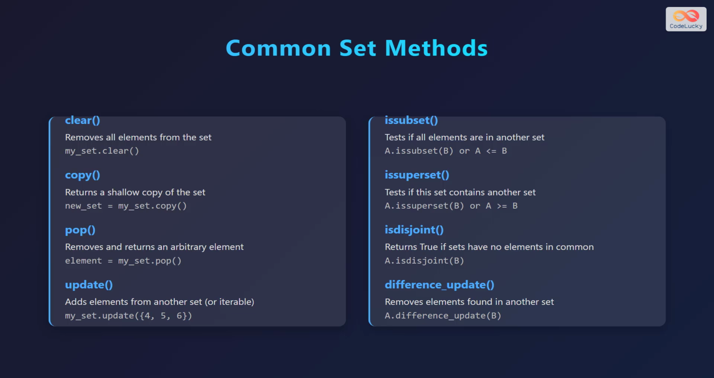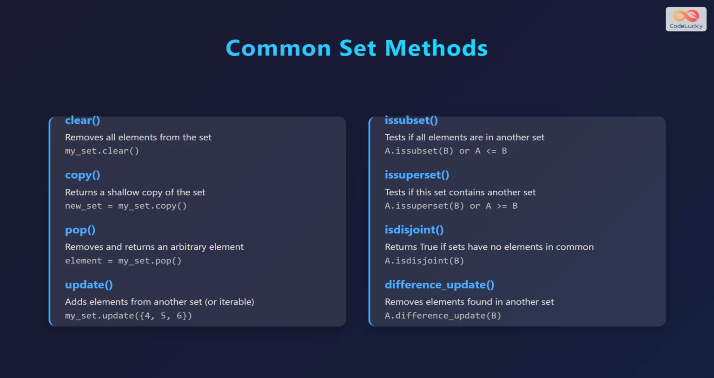The update method adds elements from another set, or any iterable. For example, my_set.update({4, 5, 6}). The issubset method tests if all elements of one set are in another set. For example, a.issubset(b), or a <= b. The issuperset method tests if a set contains another set. For example, a.issuperset(b), or a >= b.